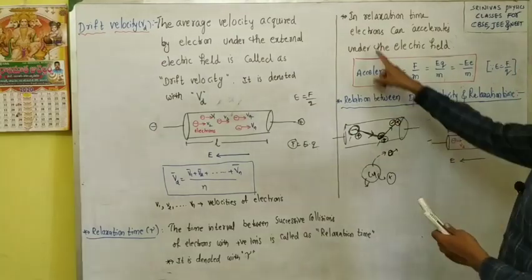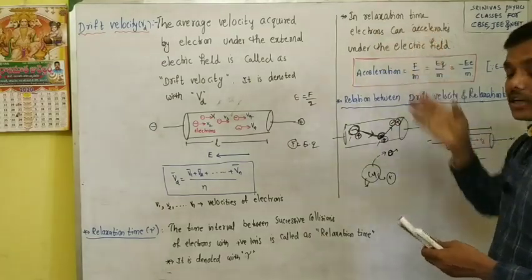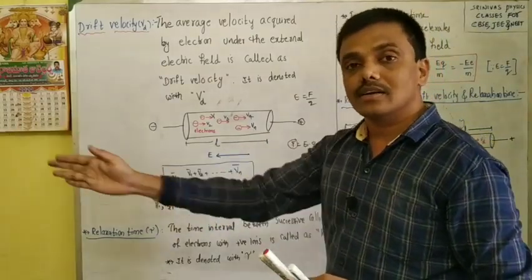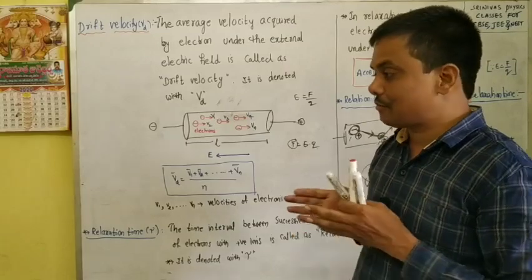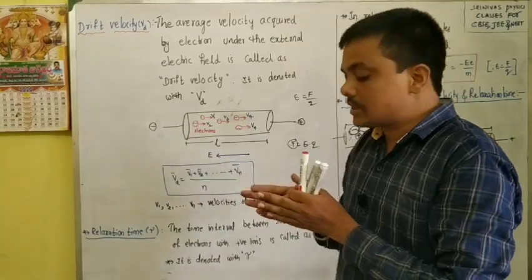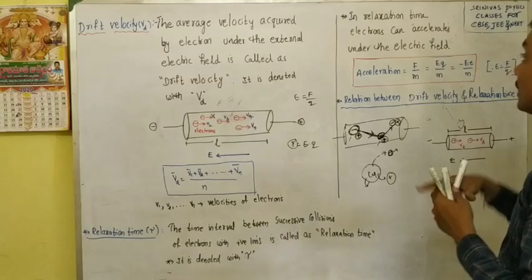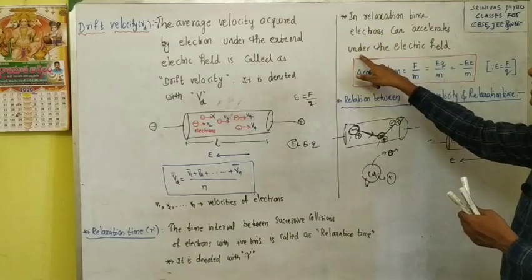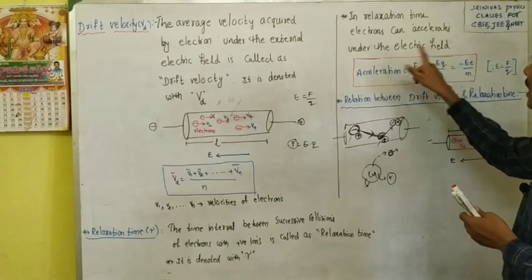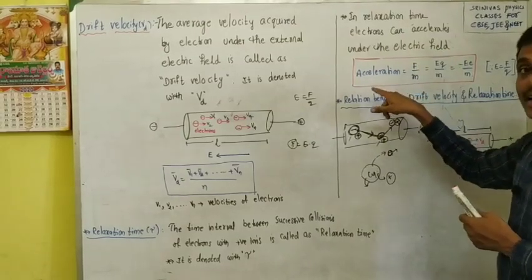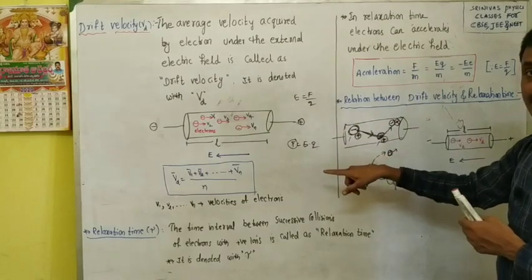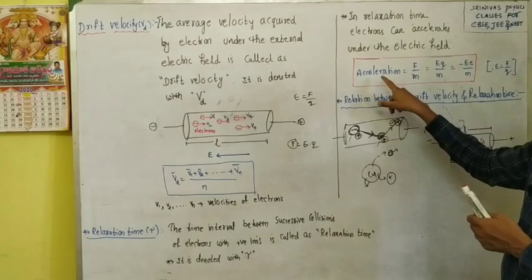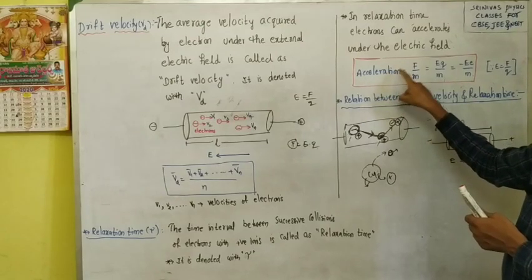Next, in the relaxation time, the electron is freely traveling without any collision. That's why, when it travels freely without any collision, at that moment it will accelerate under the electric field. In relaxation time, the electron can accelerate under the electric field. Why will it accelerate? Because on the electron, electric force will act, because it is in an electric field. When force acts, then acceleration will be there according to Newton's second law: F equal to ma, a equal to F by m.